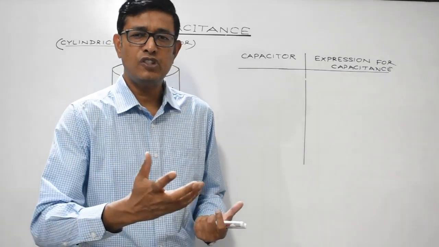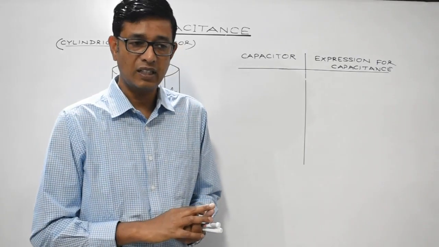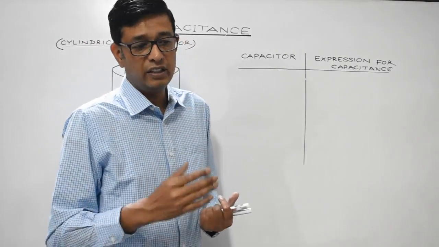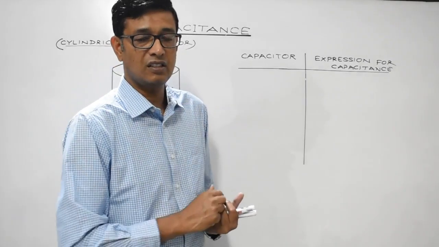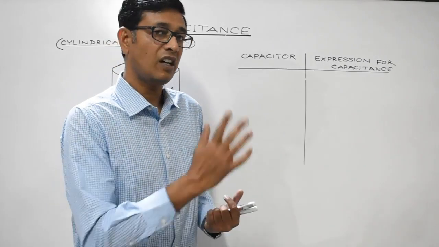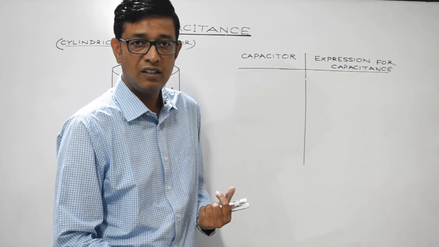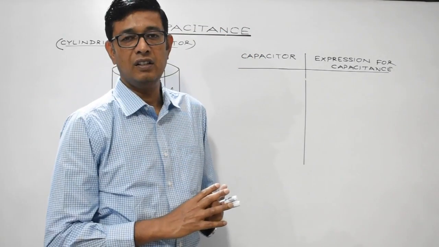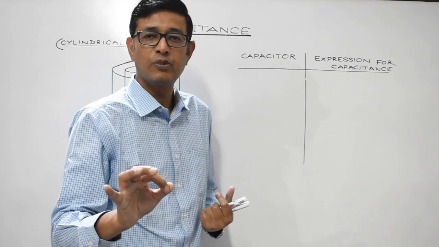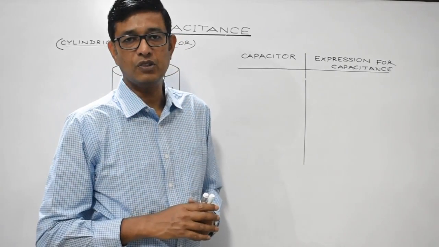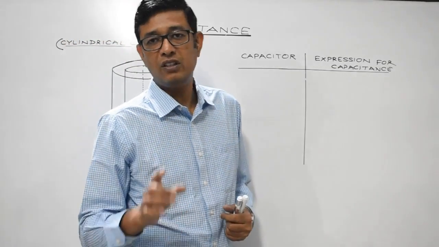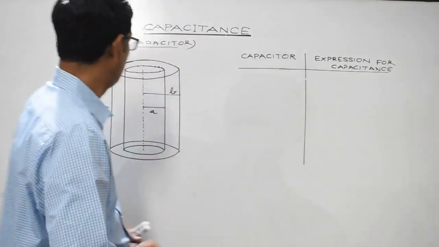And principle of each and every type of capacitor remains same, that is, when an earth connected uncharged conductor is placed near a charged conductor, then the potential of the charged conductor decreases drastically and accordingly the capacitance increases tremendously. So this forms the principle of each and every type of capacitor. So let's first find out the expression for a cylindrical capacitor, right?